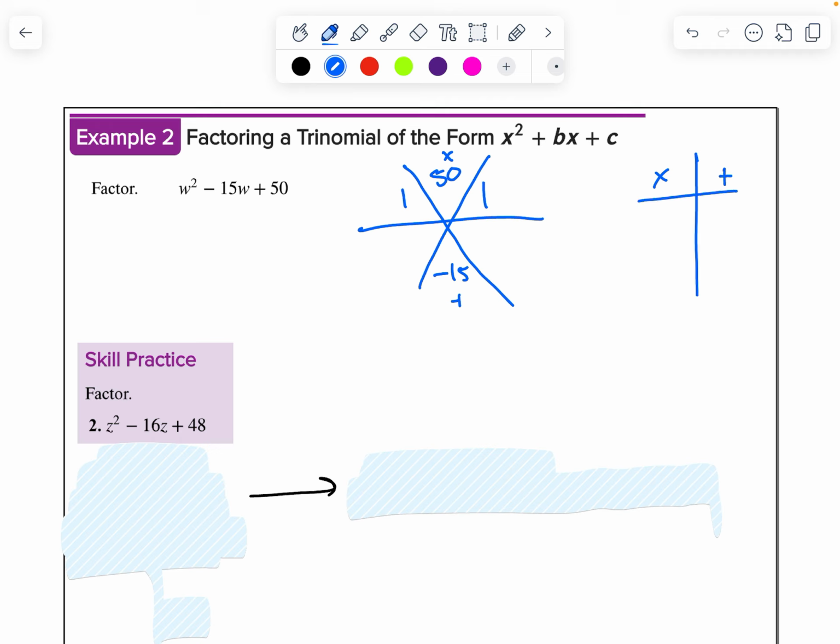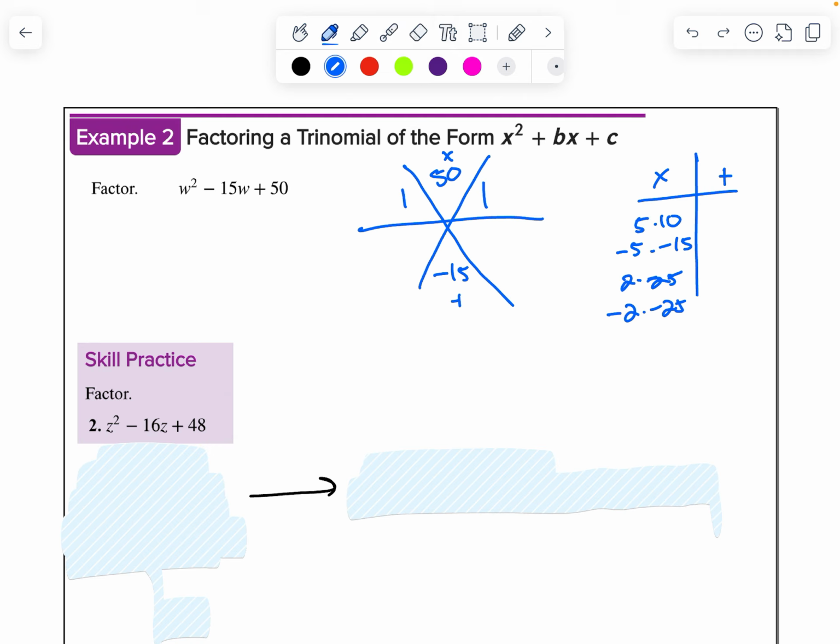We're going to do a double check over here. Numbers that multiply to 50 and add to negative 15 would be things like 5 and 10, negative 5 and negative 10, 2 and 25, negative 2 and negative 25. Because I'm trying to multiply to a positive 50, I can either have 2 positives or 2 negatives. Either of those will multiply to a positive.